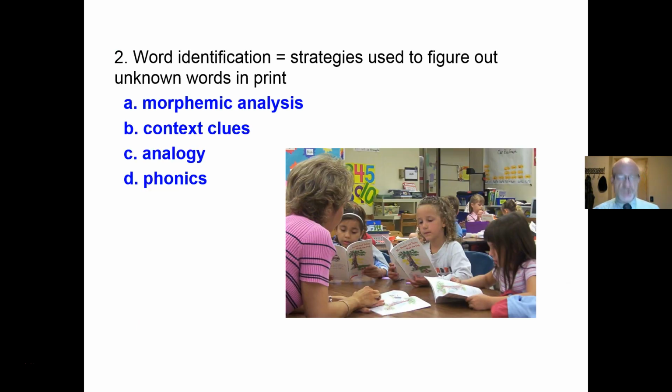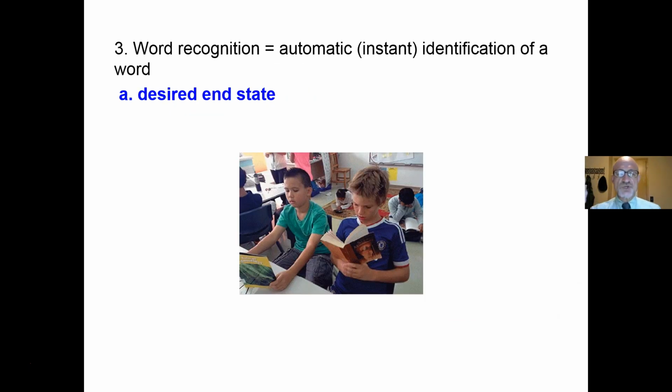The second one is word identification. Those are strategies that students use to figure out unknown words as they read. These words are in their lexicon. They know them, but they do not recognize them instantly. And the 4 strategies are morphemic analysis, context clues, analogy, and phonics. Of these 4 word identification strategies, phonics is the least efficient in terms of the amount of space in short-term memory. We should be teaching all 4 strategies.